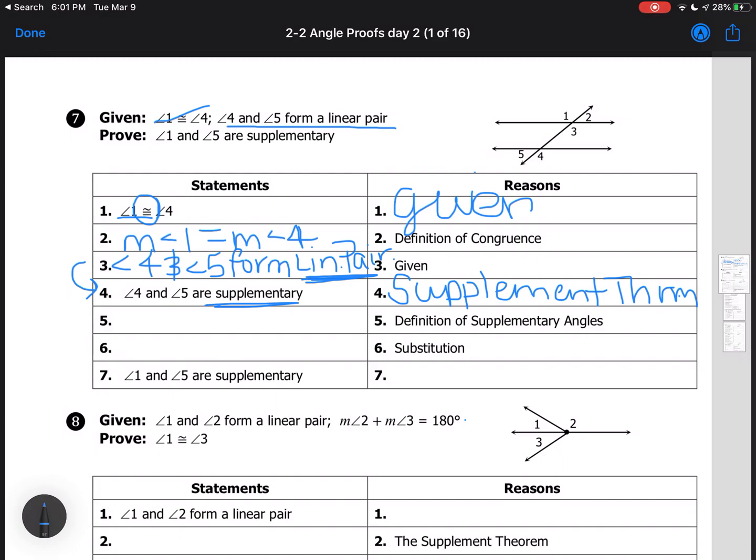Next, we have to fill in our statement for 5, and we know it's due to definition of supplementary angles. So definition of supplementary angles says we go from stating two angles are supplementary to their sum is 180, or vice versa, two angles sum is 180 to stating they are supplementary. So in this case, we know that 4 and 5 are supplementary. So we're going to switch that to say that the measure of angle 4 plus the measure of angle 5 equal 180 degrees.